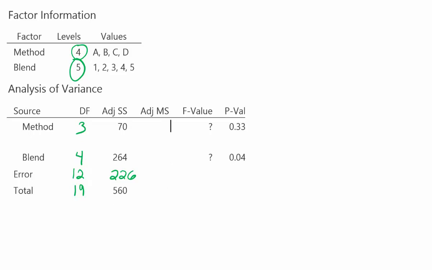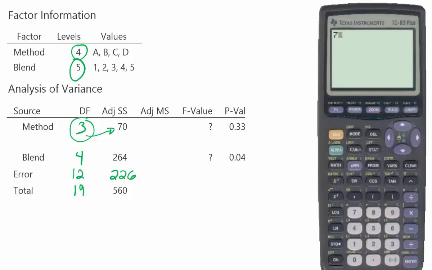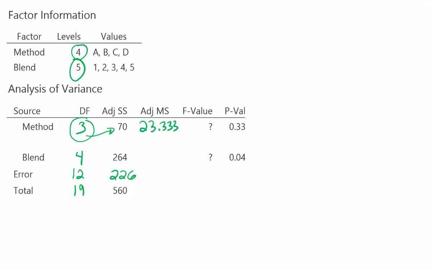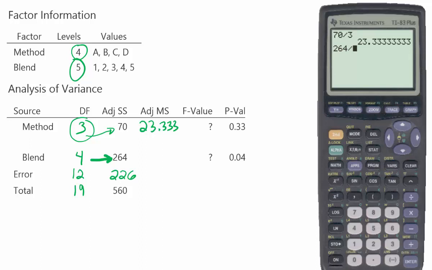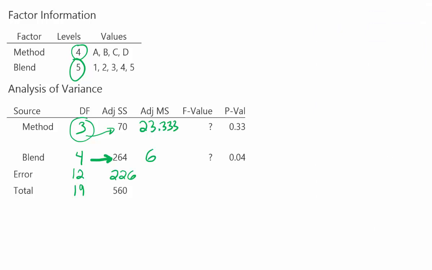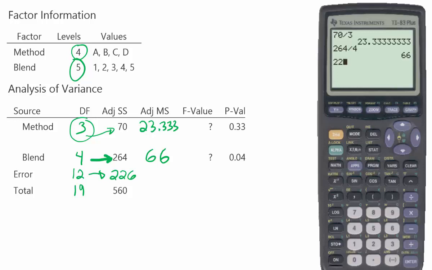All right, then to get the adjusted mean square, we simply need to divide the degrees of freedom into the sum of squares. So 70 divided by 3, and we get 23.3 repeating. Then we'll do the same here. We'll do 4 divided into 264, which is very nice because it goes in evenly 66 times. And then we'll put 12 into 226, and we get 18.83 repeating.